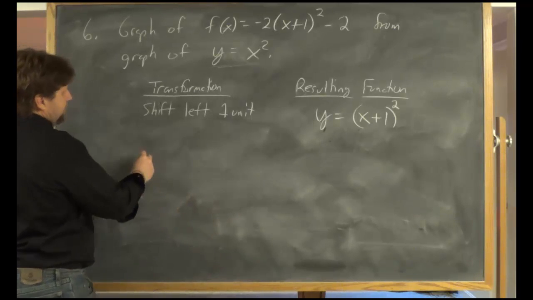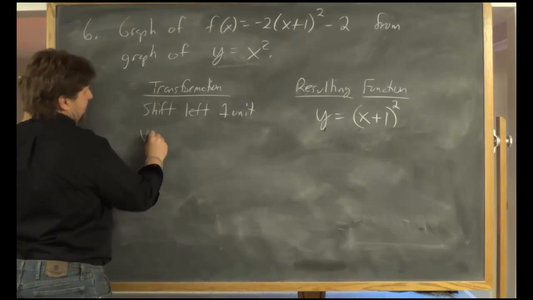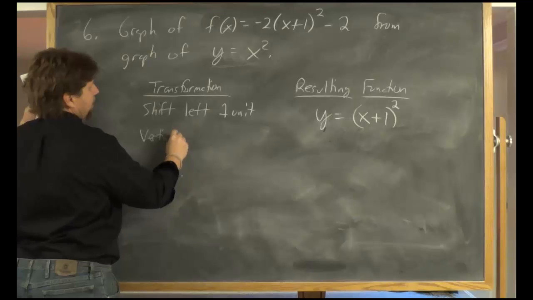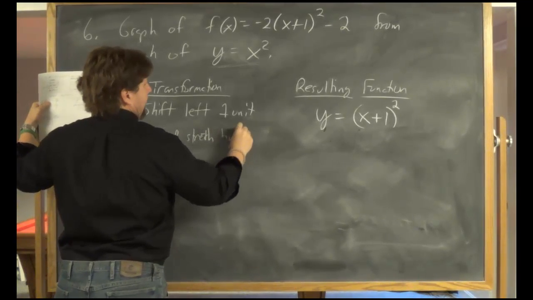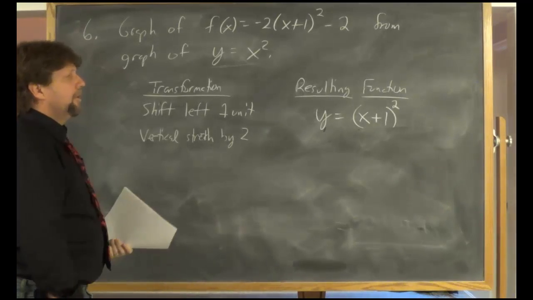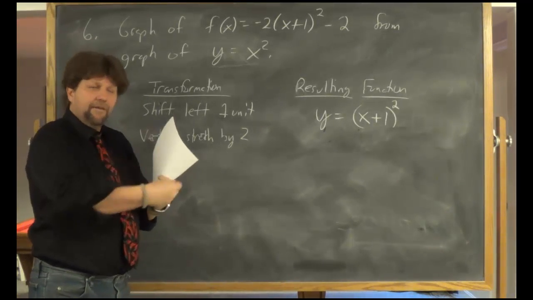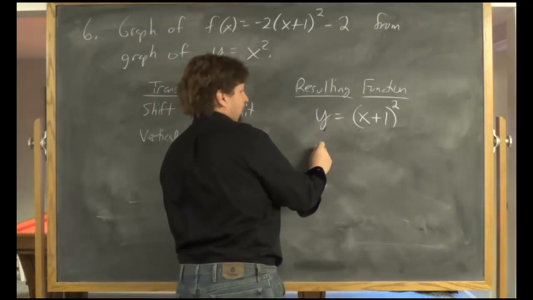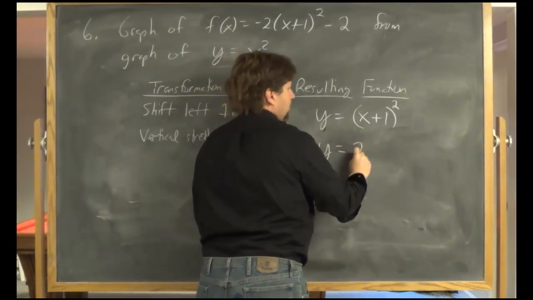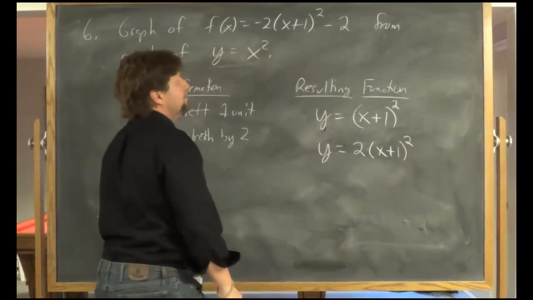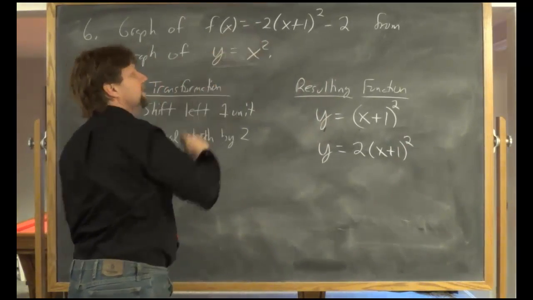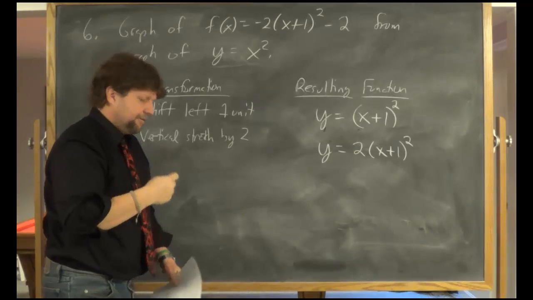Okay, the next transformation I would write down is, let's do a vertical stretch by a factor of 2. When you do a vertical stretch by a factor of 2, you're just multiplying what we have here by 2. But I do notice that it's a negative 2 out front.